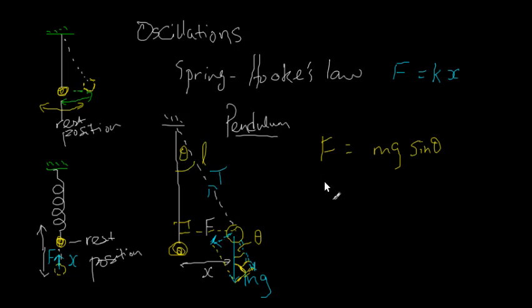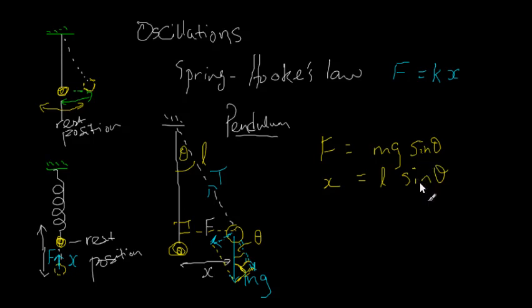So we can now see that x must be equal to L times sine theta. Let me write that down. x must be equal to L times sine theta. So that's convenient because I have sine theta here and I have sine theta here. And as I said, I'd like to find a relation between f and x. So the way to do it now is to somehow get rid of sine theta.